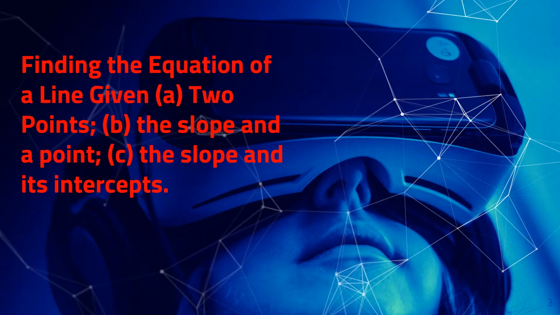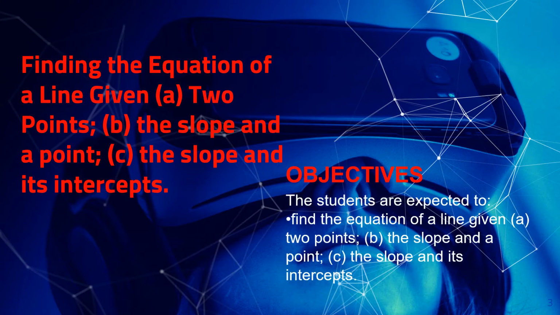In this lesson, on finding the equation of a line given two points, the slope and a point, and the slope and its intercepts, you are expected to find the equation of a line given two points, the slope and a point, and the slope and its intercepts.